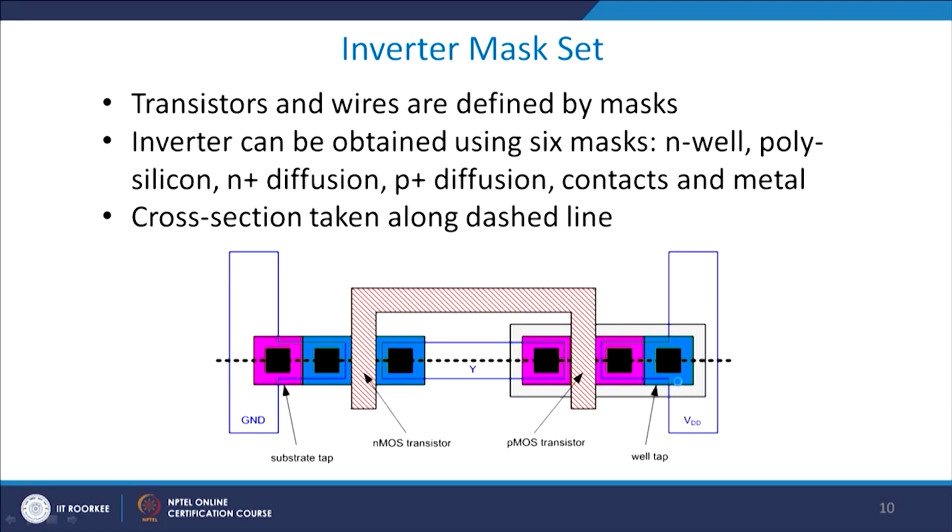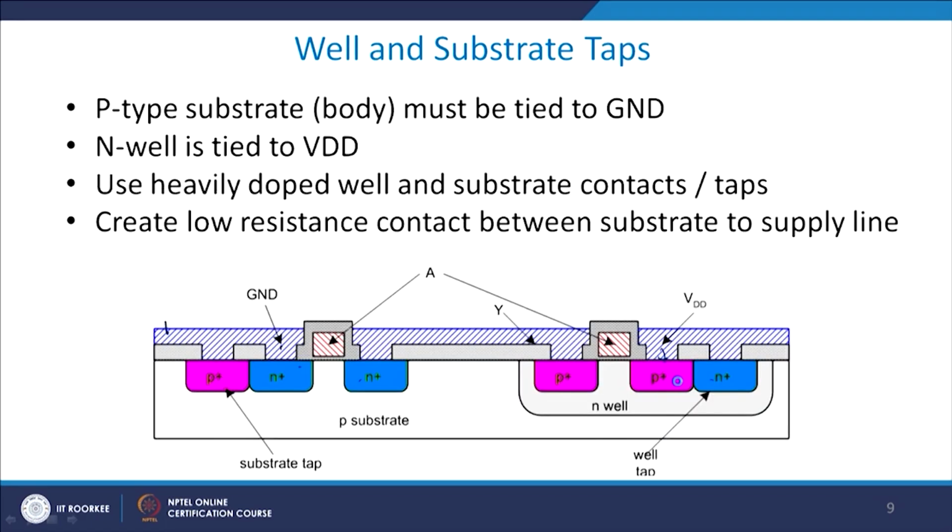Any transistor or mask, any substrate must be tied to the ground. So, if I have a p type substrate, that must be tied to the ground. So, I have a p type substrate always tied to the ground, and N well is always tied to VDD, means N type devices are always tied to a higher value of voltage, and p type devices are always tied to a lower value of voltage.